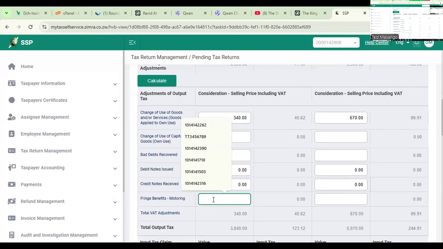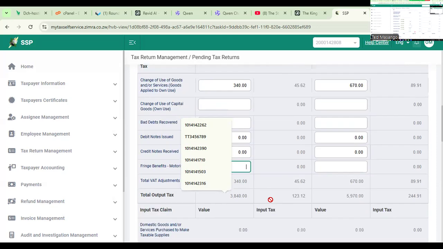Then okay, the motor vehicle. The motor vehicle is here. If there are any fringe benefits, you could put them there, right?